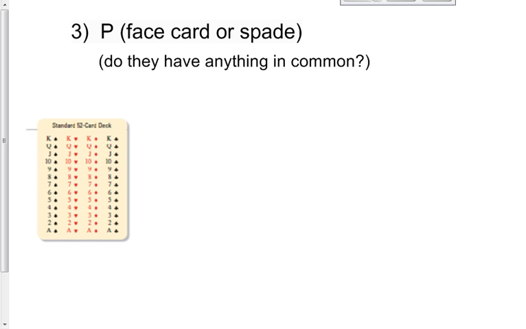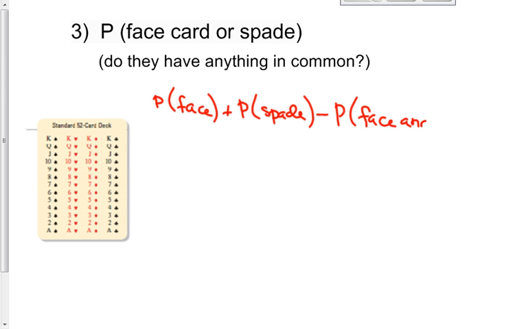Card question again. What's the probability that I could have a face card or a spade? And again, you need to be thinking, do they have something in common? P face card plus probability it could be a spade minus could it be a face card and a spade? And again, I have a sample of the entire deck here if you need to look.